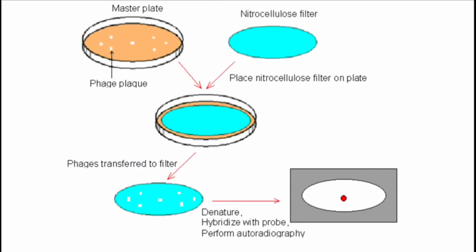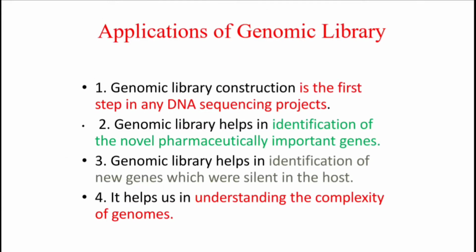Now the master plate and the nitrocellulose filter are placed. The nitrocellulose filter is placed on the master plate, and the phage plaques are formed on it. The phages are transferred to the filter. Then we have to denature the plaques and hybridize with the probe, and we have to perform the autoradiography experiment. Now, what are the applications of genomic library?